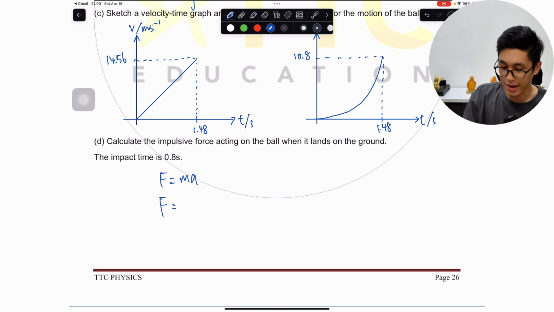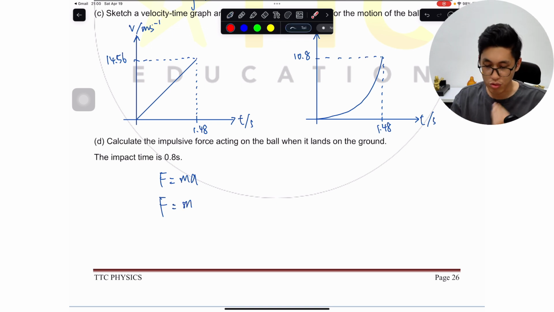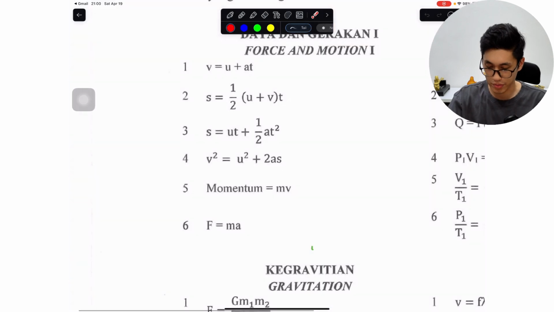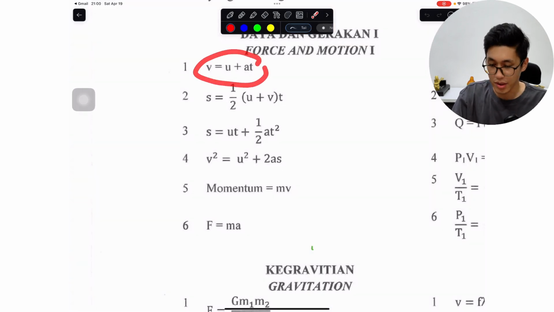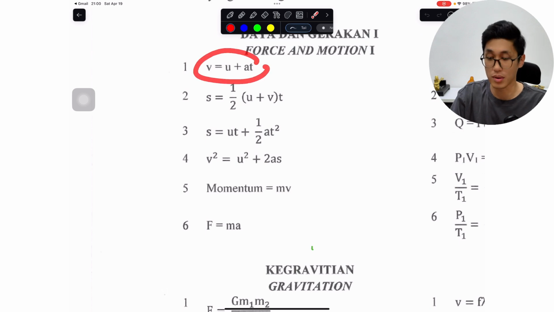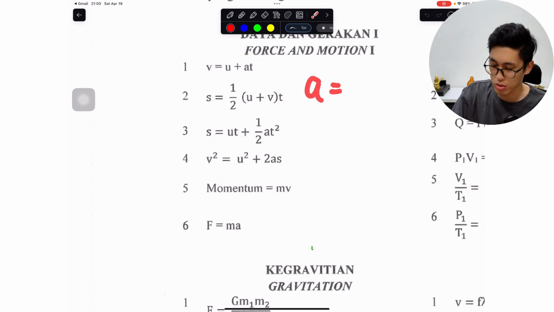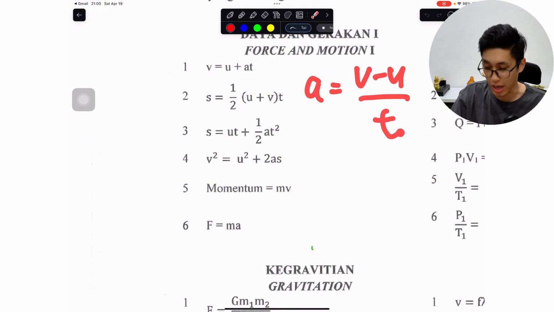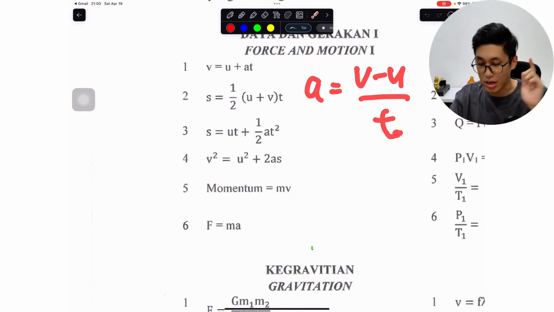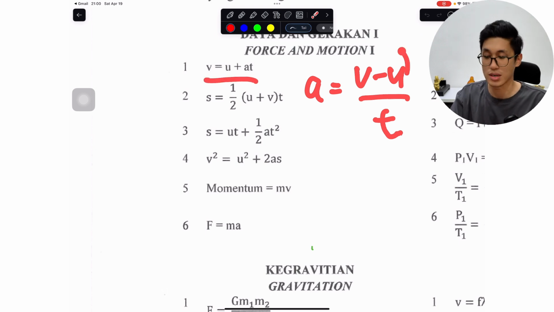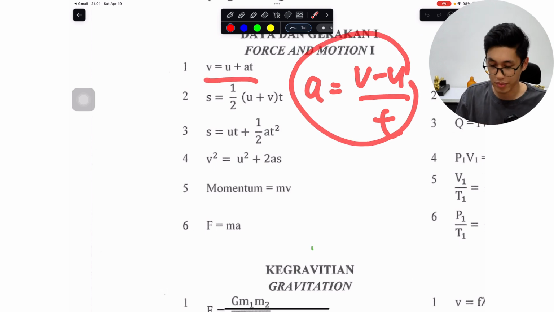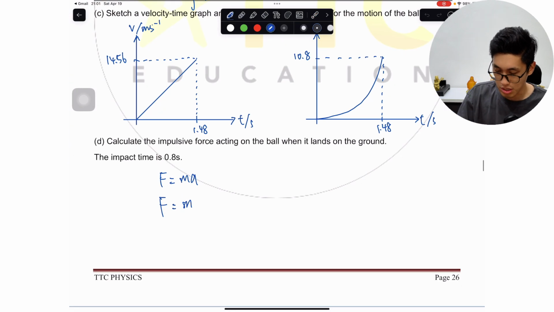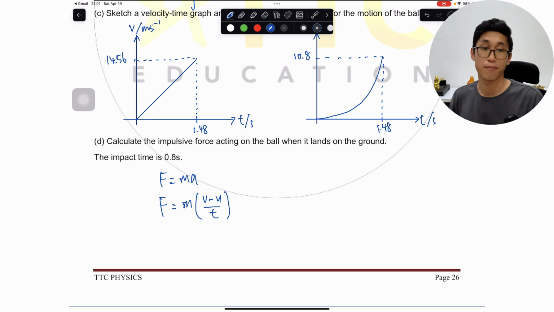Now, what is the a? If you don't know the formula for a, don't worry. Go back to your SUVAT. Look at this formula here. You can convert this formula into a equals v minus u over t. If you don't know, pause the video and try to convert this formula into this. See whether it works or not. So I'm going to substitute this, and I'm going to get v minus u over t.